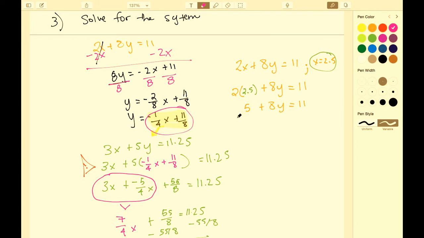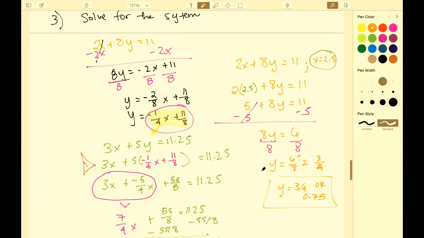And then I need to isolate my variable to find y. So subtract 5, I'll get 8y equals 6. And then we'll isolate one more time, divide by 8, y equals 6/8, which then both can be divided by 2. So we'll get 3/4. So y equals 3/4, or in this case, 0.75.